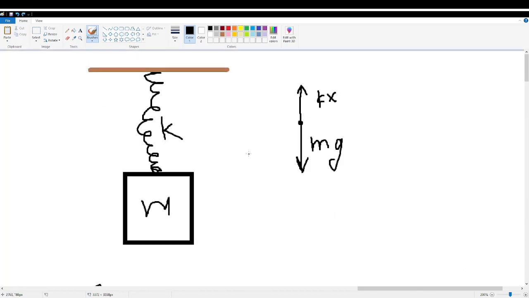So that's it. I hope it helps. This has been a brief introduction to mass spring damper systems along with forcing functions and undetermined coefficients.